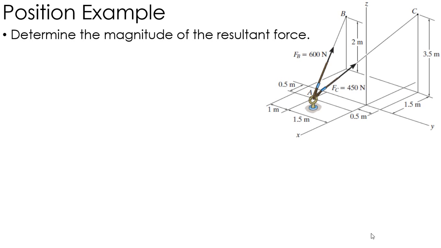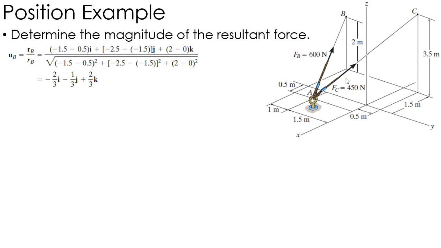Alright, so here's an example using position vectors to find the resultant force. So again, I've got two forces here. I've got a force B going from A to B along some cable, 600 newtons, and force C, 450 newtons, going from A to C. And I want to know the magnitude of those two forces added together, the resultant force that's acting at A.